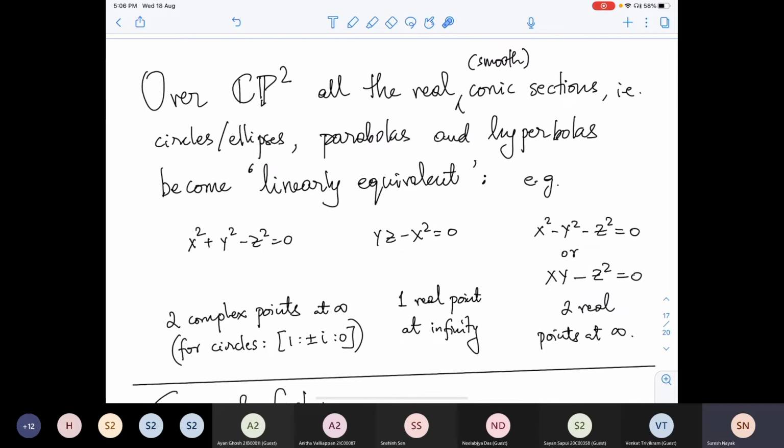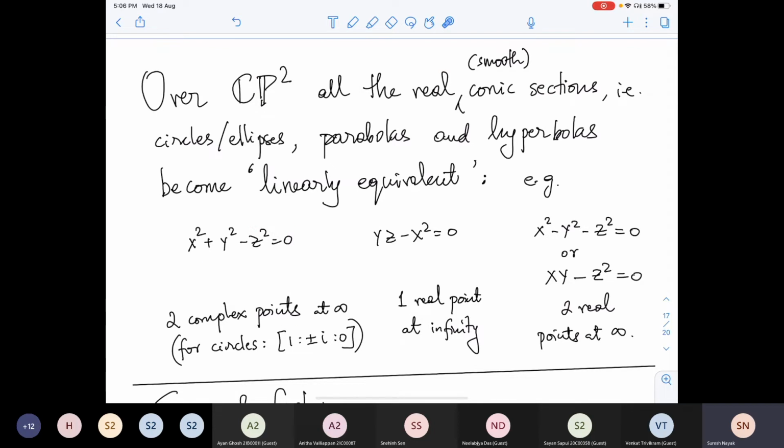I mean, it's just the variables have been permuted, that's all. So really, in CP2, they are all just change of variables and they all become equivalent. You can go from one to the other. So why are they different when you're not in CP2? Why are the real ordinary points different? And basically that comes by looking at the points at infinity.